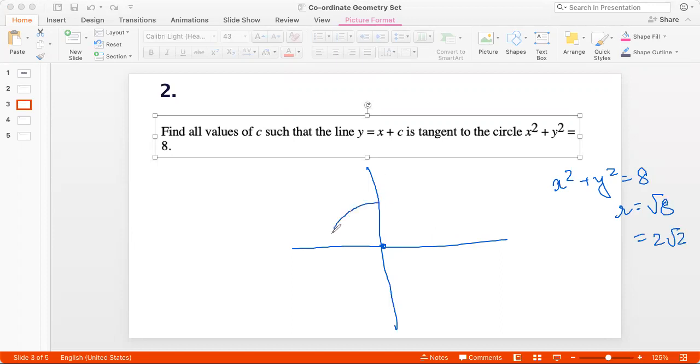So let me draw a circle like this. So this point is 2 root 2 comma 0. This point is 0 comma 2 root 2 and so on. Now I have to draw a line y is equal to x plus c which is tangent to this circle. So let me try and draw that. I can have two such cases, right? One line could look like this.